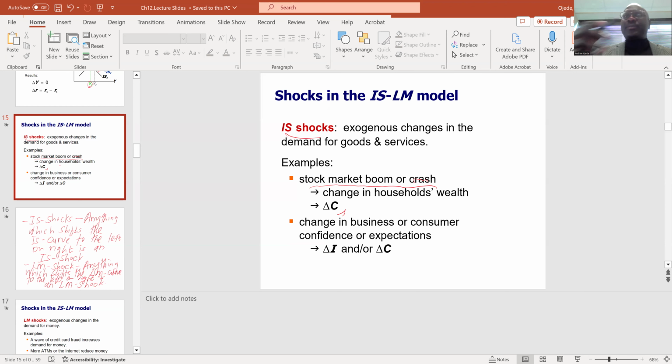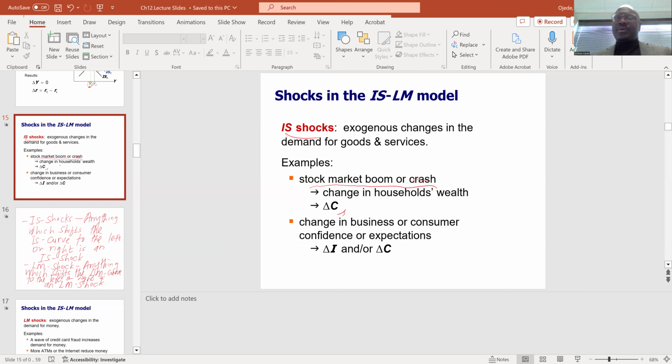There could be other things that can affect consumer confidence. One of them could be terrorist attacks. For example, in 2001, we had 9/11. Terrorists attacked us here on our own homeland. So that brought a lot of fears in American consumers, American businesses. So terrorist activities can be interpreted as some kind of negative IS shock because consumers are going to reduce consumer spending. Businesses are going to cut back because they're not sure what is coming next. That's what we saw happen immediately after 9/11.